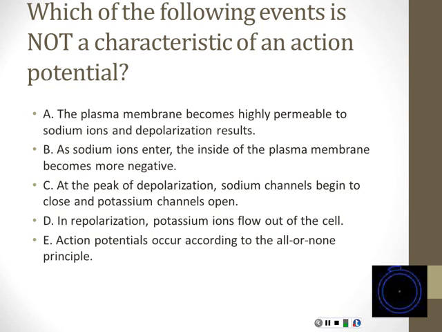But these others are true. At the beginning of the action potential, the plasma membrane becomes highly permeable to sodium. So sodium comes rushing in. That's A. At the peak, the sodium channels close and the potassium channels open. So we're going to get a movement in the other direction, from sodium coming in to potassium going out. So that is repolarization. As potassium flows out, the membrane potential drops again. And action potentials are all or none. The cell either fires or it doesn't fire. It's a principle of neurons that nerve cells never half fire. They can only do or not do, so to speak.